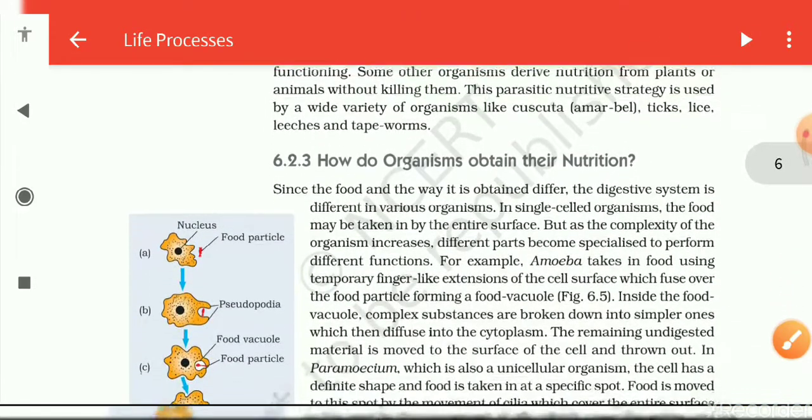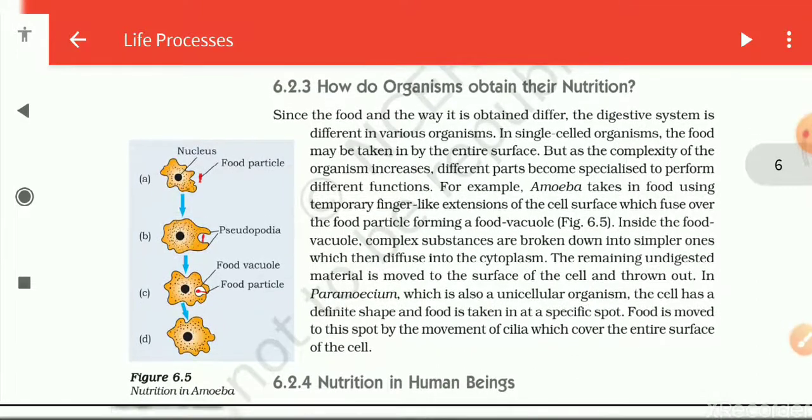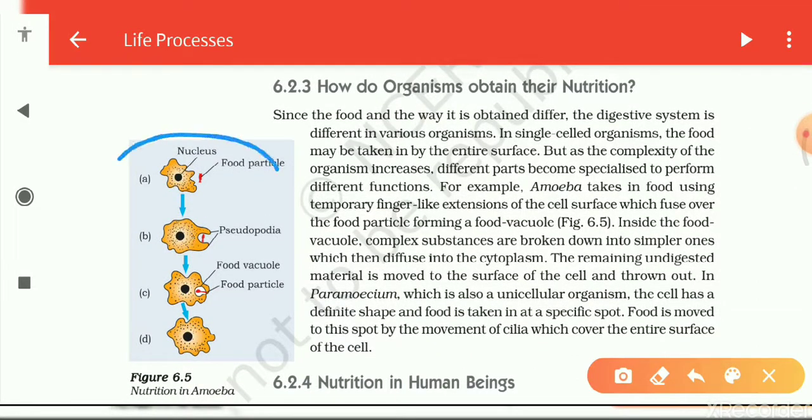How do organisms obtain their nutrition? This is a very important topic, students: nutrition in amoeba. Okay, this question is always asked. Draw the diagram here, nutrition in amoeba, step by step. Okay students.